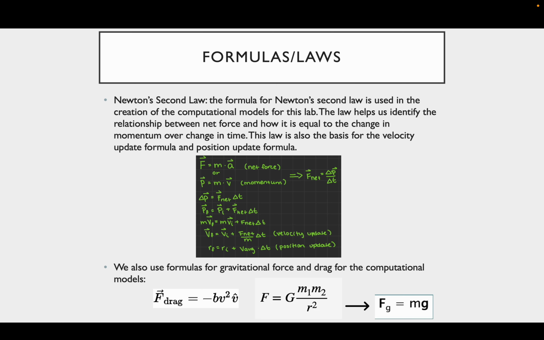Some of the formulas and laws that go into this is Newton's second law. The formula for Newton's second law is used in the creation of the computational models for this lab. The law helps us identify the relationship between net force and how it is equal to the change in momentum over change in time. This law is also the basis for the velocity update formula and the position update formula, which is important for the computational models further in this lab. Those are shown in the picture below in green, and then we also use formulas for gravitational force and drag, which is shown in the bottom three equations.